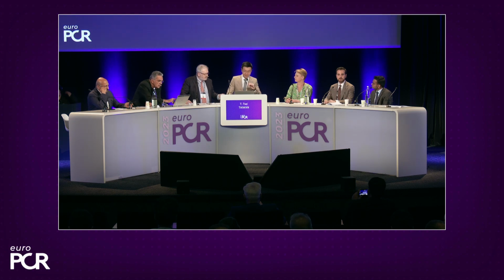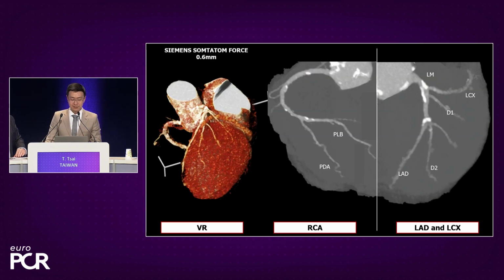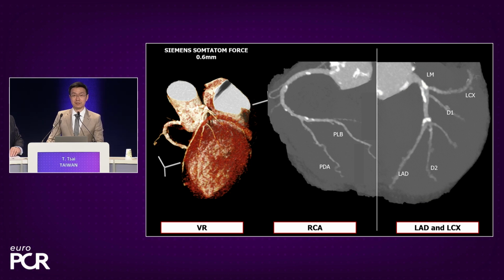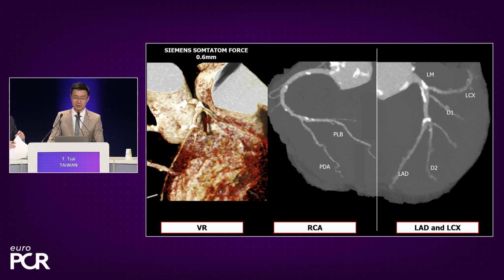Good afternoon, everyone. Today I'm going to talk about a diagnostic multi-slice CT scan and the CT-based planning for PCI of this patient. This patient received a CT scan from a Siemens scanner with very high quality, 0.6 millimeter per slice.